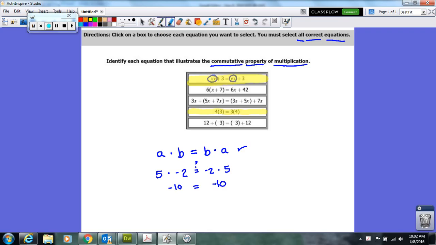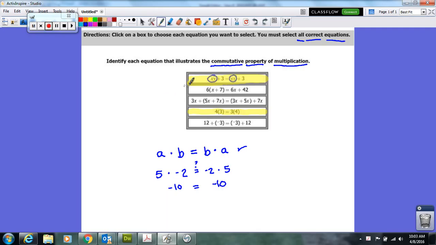So it looks like we found another answer right here. And let's look at the last one, 12 being added to -3. That's the same as -3 being added to 12. That looks very close to the commutative property for multiplication if we had multiplication between these two values, but we have addition. So this is actually the commutative property for addition, which does exist. It just says that when two numbers are added together, it does not matter the order in which you add them. But we're looking for the commutative property just for multiplication. So the first and fourth choices are the only two that we're going to choose.